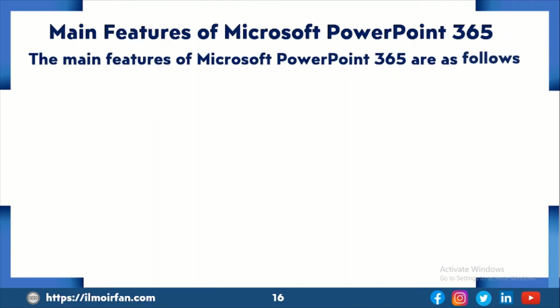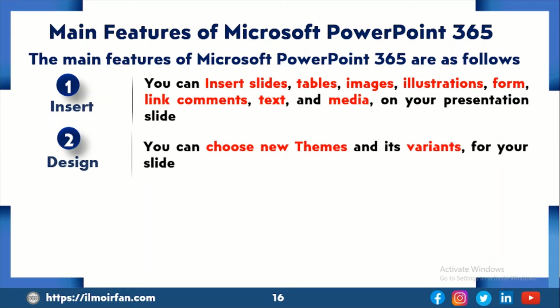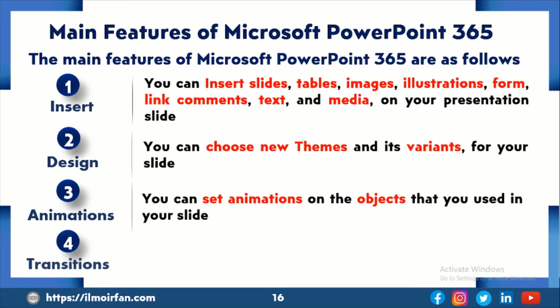The main features of Microsoft PowerPoint 365 are as follows. The first one is Insert. You can insert slides, tables, images, illustration, forms, link comments, text, and media on your presentation slide. The second one is design. You can choose new themes and its variants for your slide. Third, animation. You can set animation on the object that you used in your slide. The fourth one is transition. You can set the transition of slides.